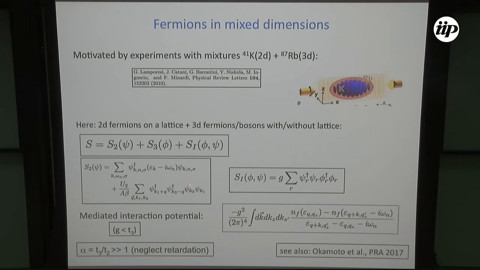So here we are not treating the whole system in this RG analysis. We're doing something a bit more simple, just integrating out perturbatively these surrounding species and looking at the mediated interaction. So we need this coupling to be small compared to the 3D hopping. Also, this interaction is frequency dependent, so it's a retarded interaction. If we want to neglect retardation, we also need to assume that the 3D particles move much faster than the 2D particles.